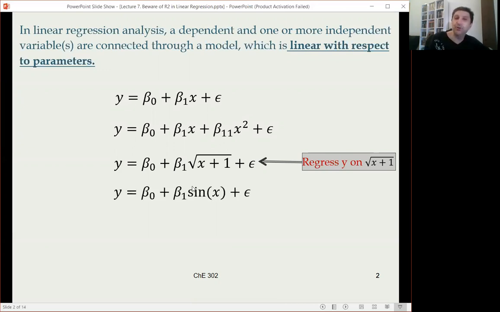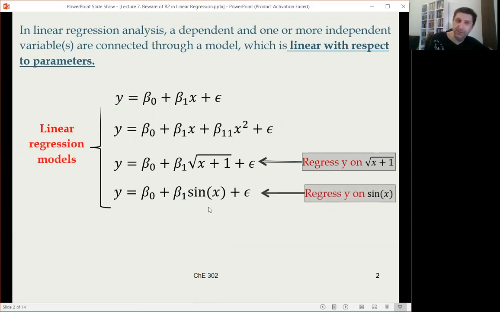And this can go on forever. This is also another linear regression equation, because instead of sine x, you can equate this to another variable. So these are all linear regression models that we can handle within the scope of this course, as I said.